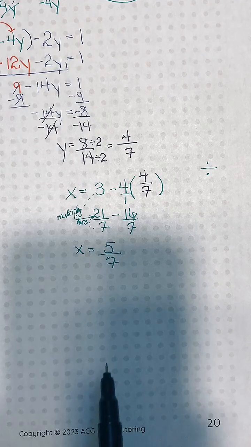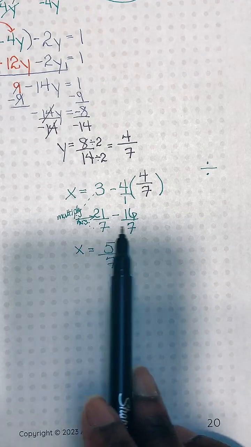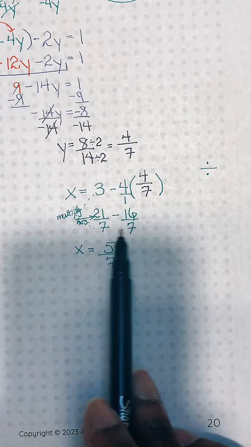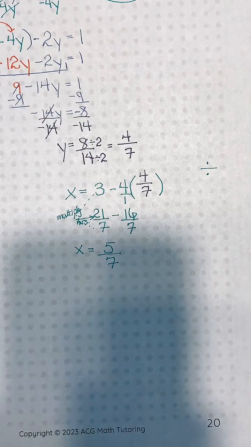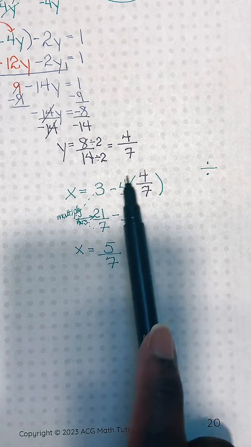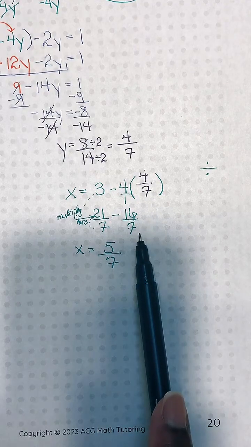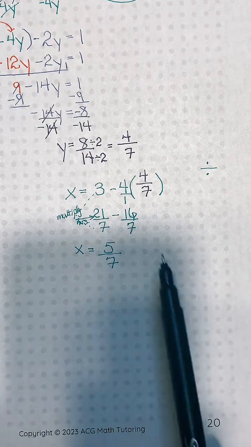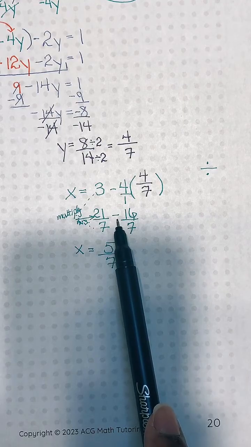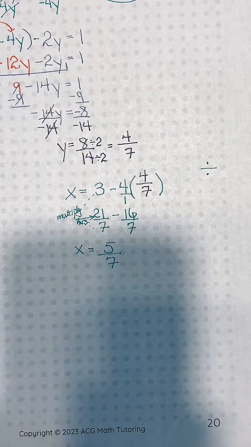No, we're not multiplying, Lisa. We are subtracting. We're not canceling anything out. Canceling out only happens when you multiply. So after we did the multiplication of that whole number of 4 with the 4 7ths, multiplication is all done. Now we're doing what's in between, which is subtracting.